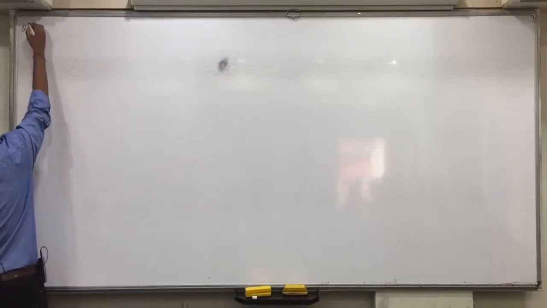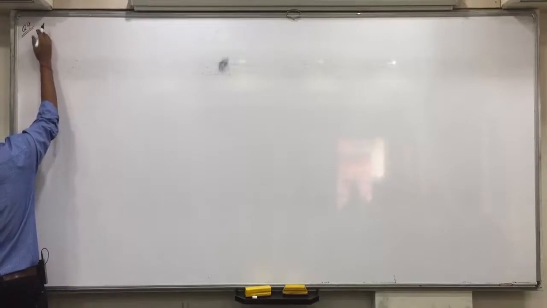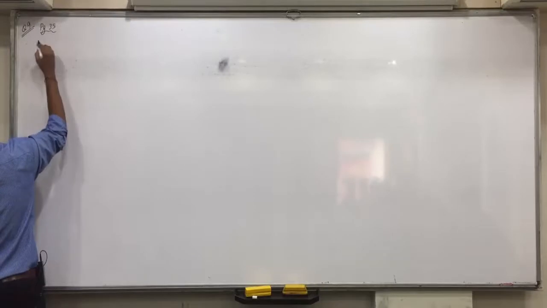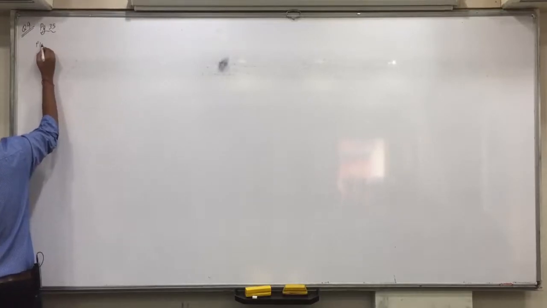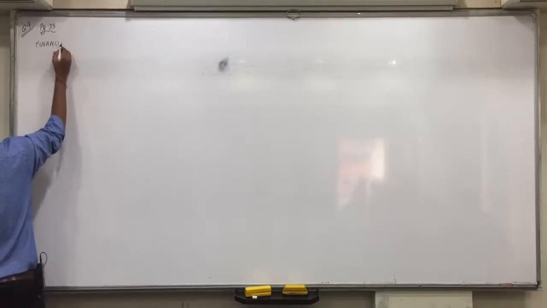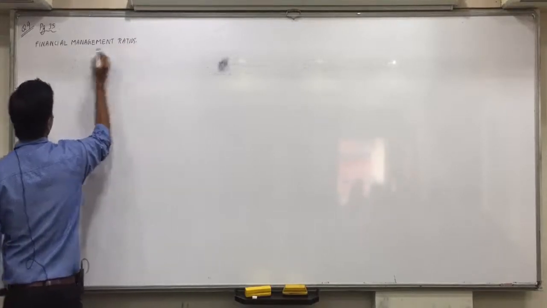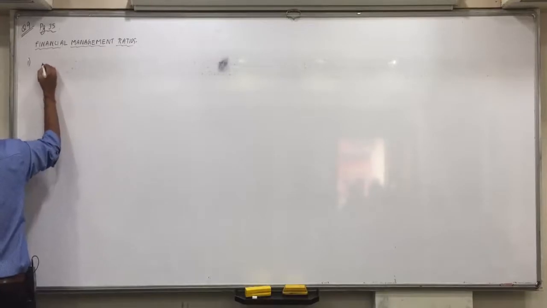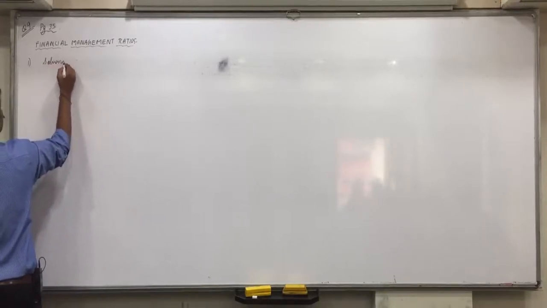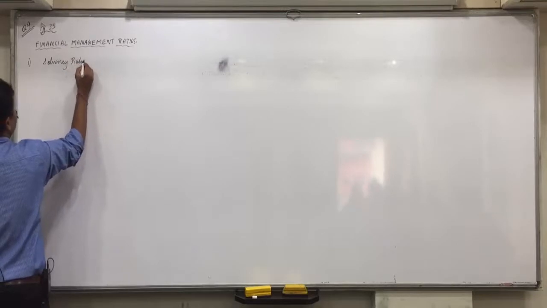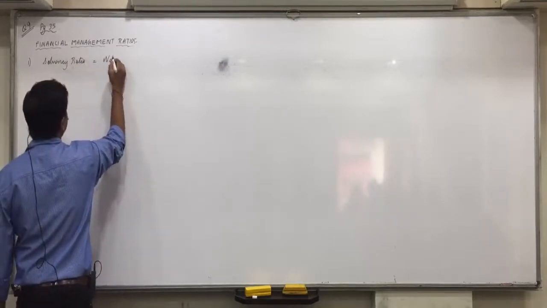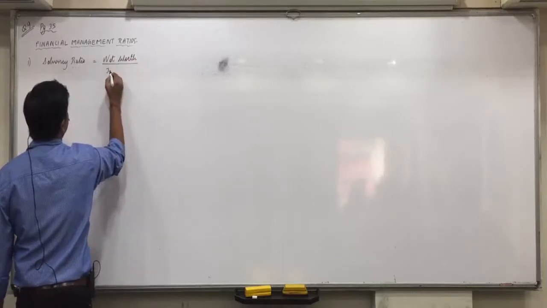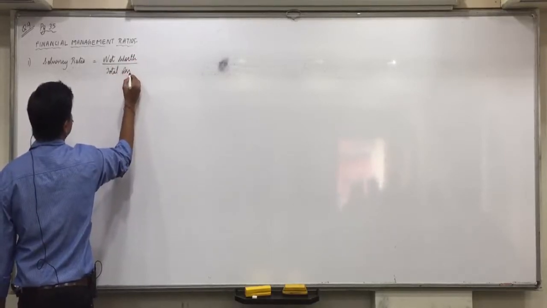Question number 9. Okay, yesterday we did with income statement and balance sheet. Now today we are doing with the ratios. Give the heading financial management ratios. First one doesn't require any workings. Directly we can find solvency ratio is equal to net worth divided by total assets.